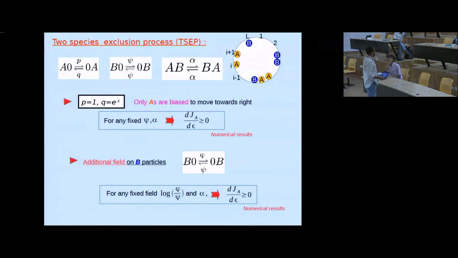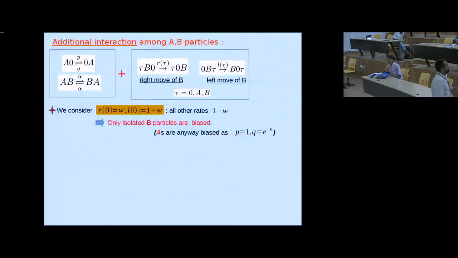So this is still positive. You don't do much. So that's the first model where you can see negative response. And this is the model. We must say there is an additional interaction among A and B particles. What we say is that earlier, this exchange and this bias move of A was there.